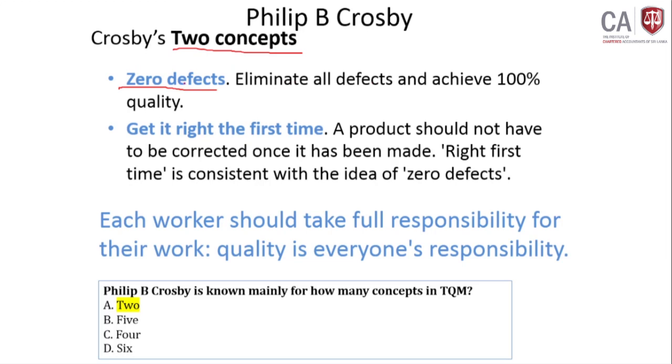When zero defects comes to your mind, when there is a question about zero defects in quality, your mind will reflect to the name of Crosby. So, what Crosby said was zero defects. Get it right the first time. The first time you have to do everything. A product should not have to be corrected once it has been made. Right first time is consistent with the idea of zero defects. The first time you have to have zero defect products.